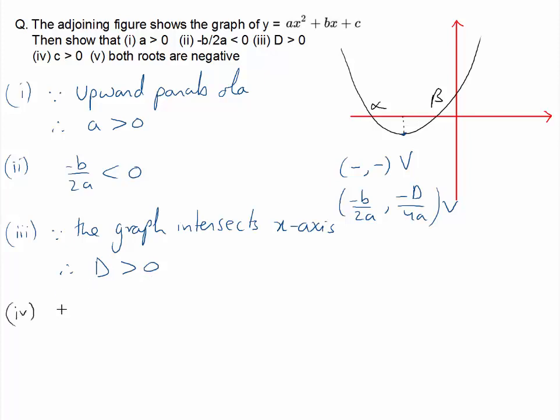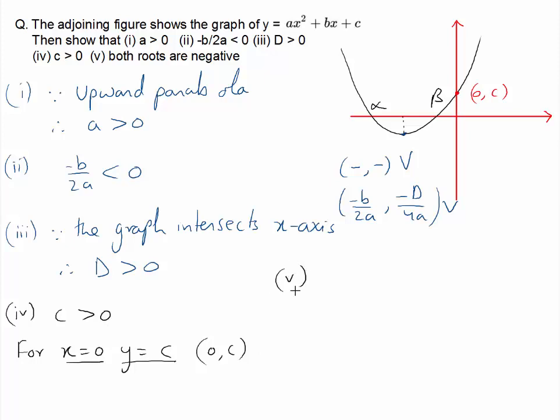Now fourth, we need to prove that c is greater than 0, that is c is positive. Now for this we will substitute x as 0 in this expression. So when we substitute x as 0, we get y as c. So therefore 0 comma c lies on this graph. Now if you look at the graph, 0 comma c must also be on the y-axis. So therefore it must be this point. Now we can see that this is above the x-axis, therefore clearly c is greater than 0.